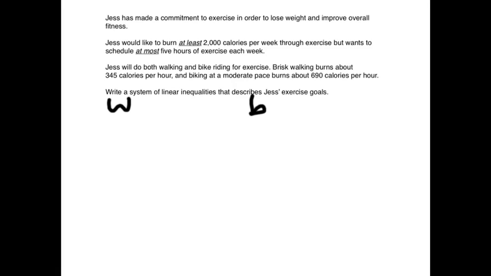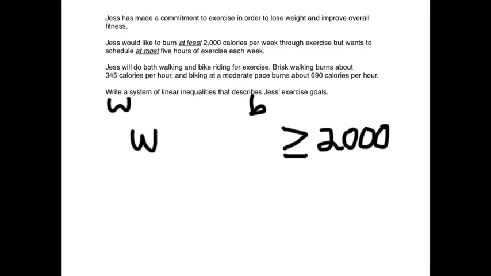So with my two variables, what I've got to do is combine them and figure out how they fit with the constraints I've been given. Okay, so we need to know that Jess would like to burn at least 2,000 calories. That means that the amount that she's going to burn has to be greater than or equal to 2,000. And what we're going to do is take the number of hours she spends walking, that's W, and the number of hours she spends biking, but we have to figure out how many calories she's burning, because this number is in calories.